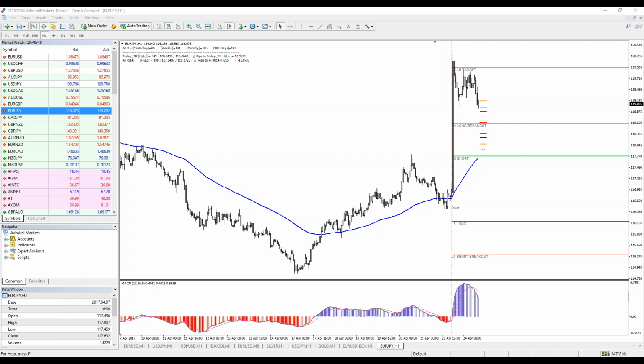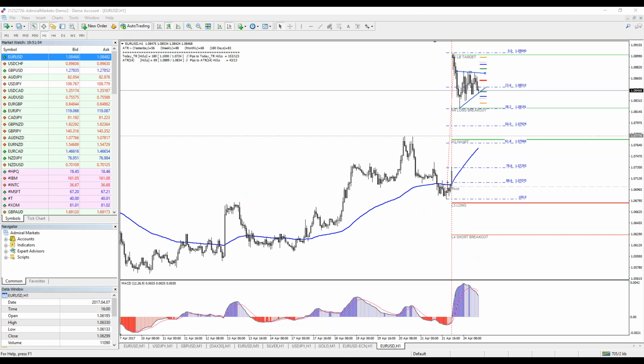Okay, guys, do you have any other question? Any setup for dollar CAD? No, guys, I don't have any setup for dollar CAD, simply because we already had a dollar CAD setup, and if you traded that setup, you would have been in profits.